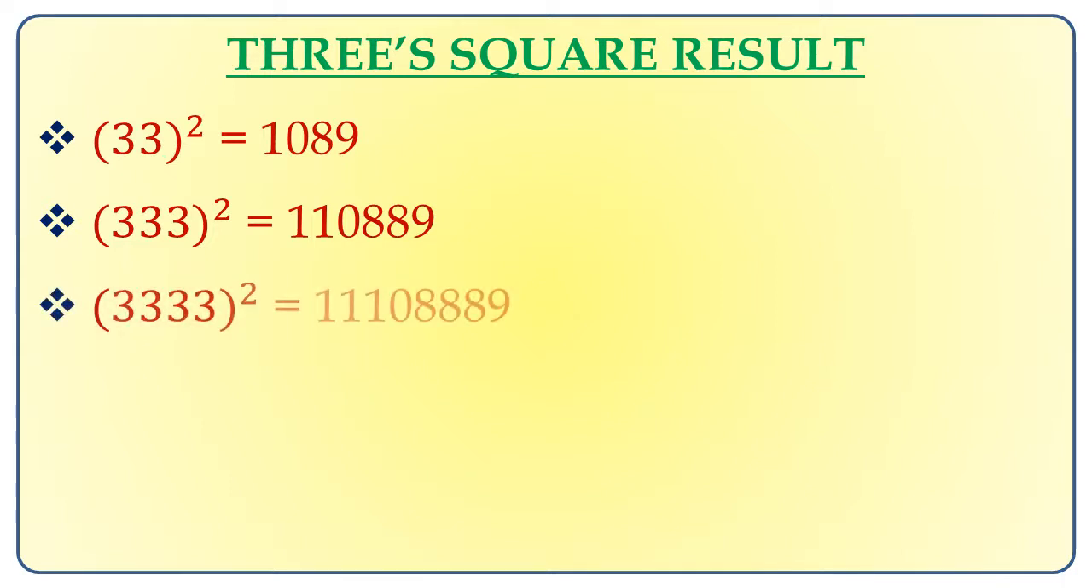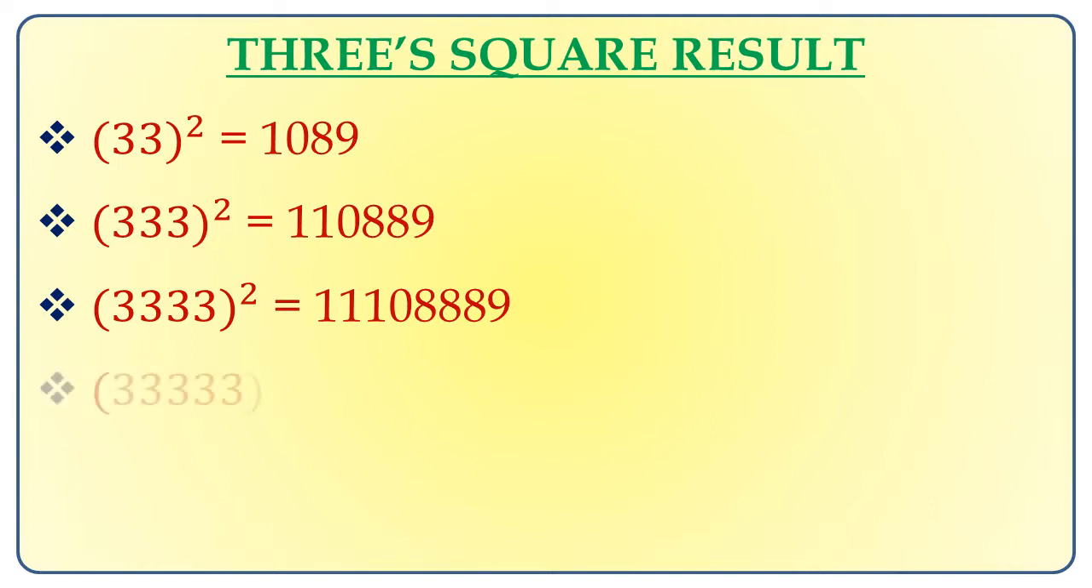3333 square. Again we count the number of 3s. Here it is 4, 4 minus 1, 3. 3 is the repetitive value. We write 1 three times, 0 1 time, 8 three times and 9 1 time. So 3333 square is 1110 8889.